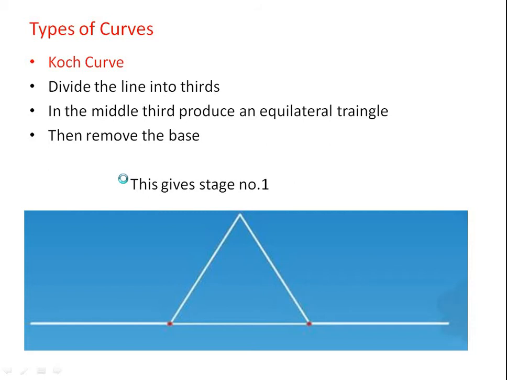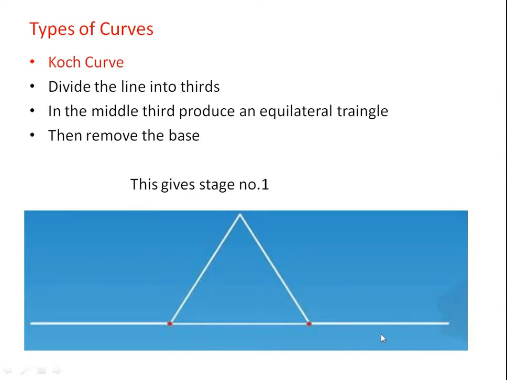In this Koch curve there are a few steps we have to follow. The first is to divide the line into thirds. Here is the line, and we have to divide this line into 3 equal parts. Firstly we have 2 points, the first point and the ending point, that is x1 y1 and the last one x2 y2. Then this line segment is divided into 3 equal parts: the first, the middle, and the last line.